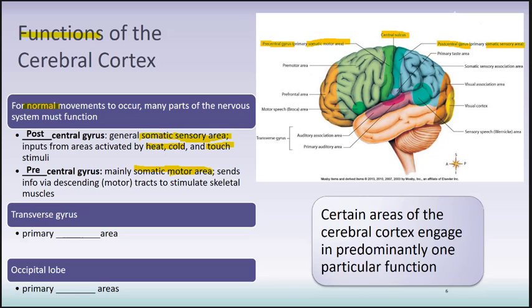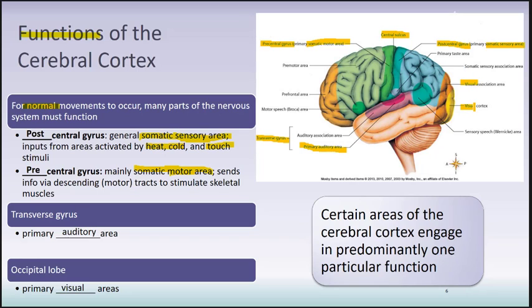The transverse gyrus, this is found as part of the temporal lobe, and it serves as the primary auditory area. And this has to do with hearing. So you can see the transverse gyrus here in the primary auditory area. We also have the occipital lobe that possesses the primary visual areas. So having to do with vision.